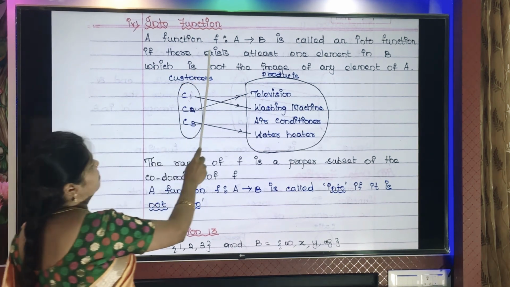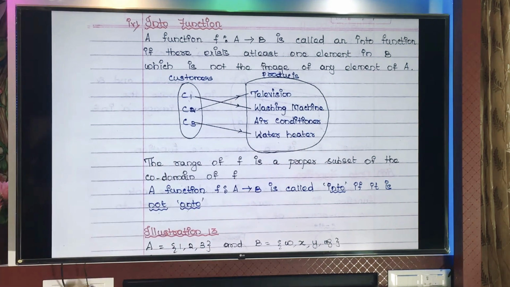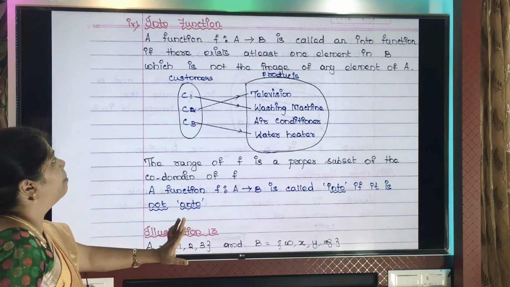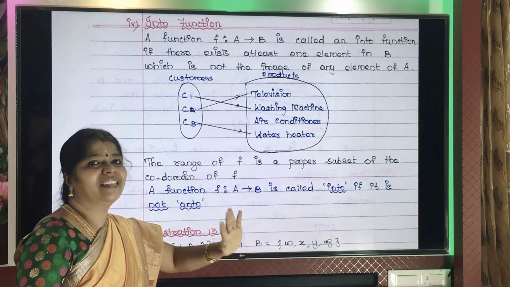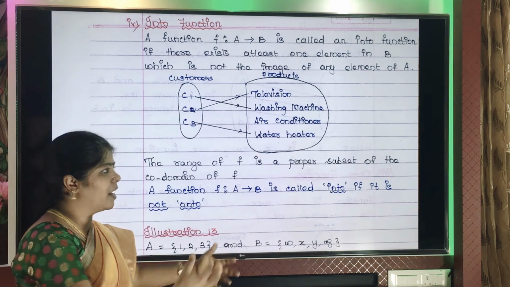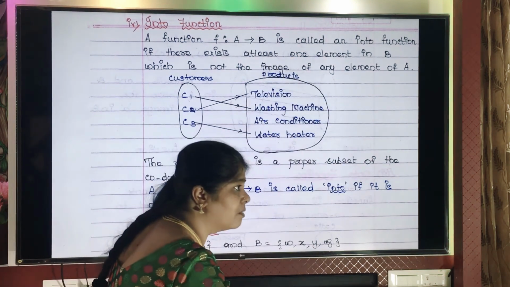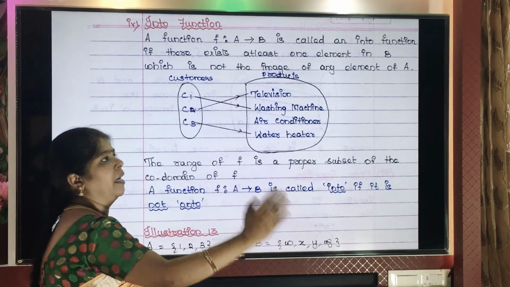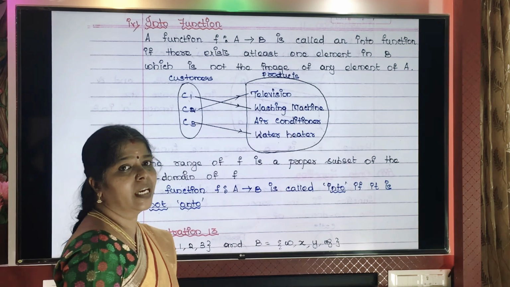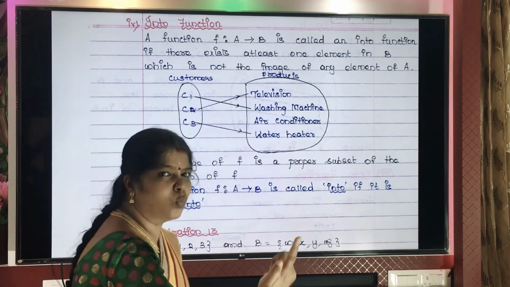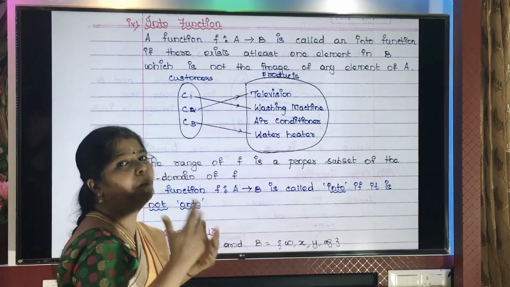Again, f is a function from A to B is called an into function if there exists at least one element in B which is not an image. This is in contrast to onto, right? Onto says all the elements will become an image for the elements in set A. But here in into, there will be at least one element which will not have a pre-image.